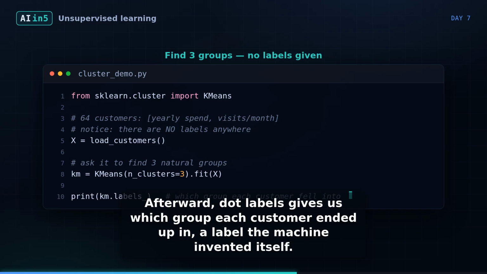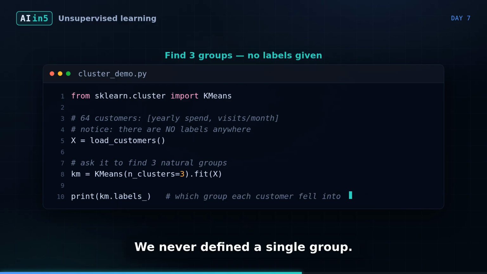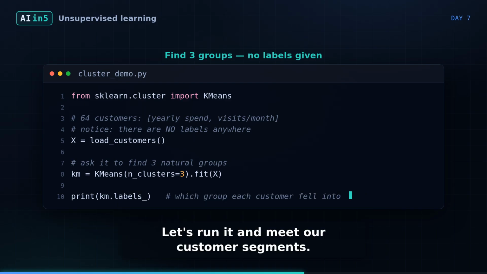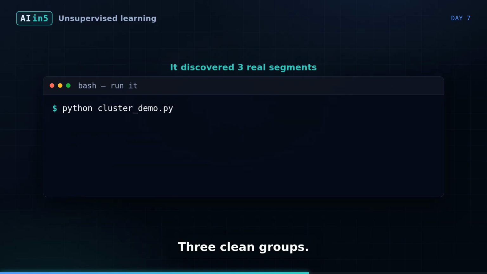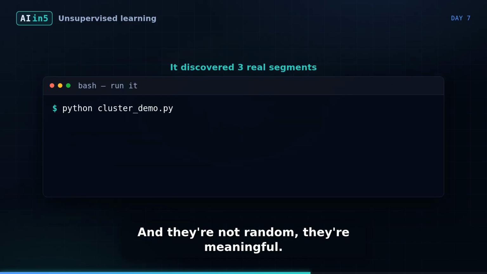Afterward, .labels gives us which group each customer ended up in, a label the machine invented itself. We never defined a single group. Let's run it and meet our customer segments. And look what fell out. 3 clean groups. And they're not random, they're meaningful.